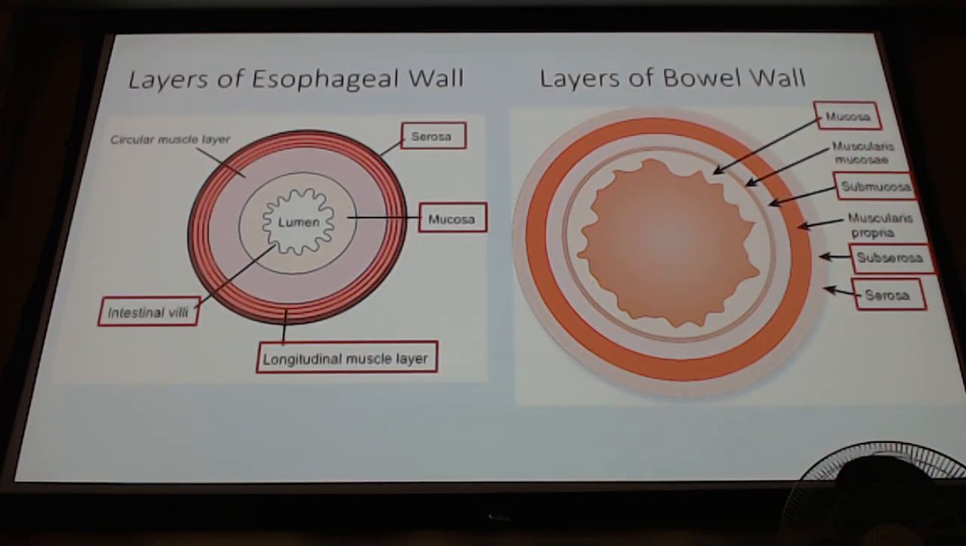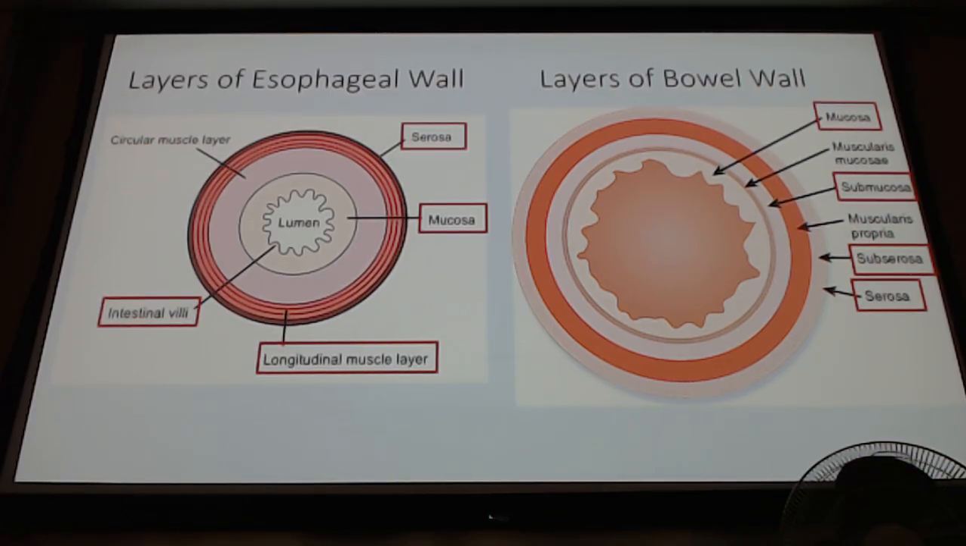So review. Everybody remembers from anatomy the different layers of the esophagus when comparing to the bowel wall. Biggest difference is that within the esophagus you have the longitudinal muscle layer as well as the circular muscle layer. You still have the serosa and mucosa. Within the bowel wall, mucosa is inside, serosa is outside, and then the layers in between.